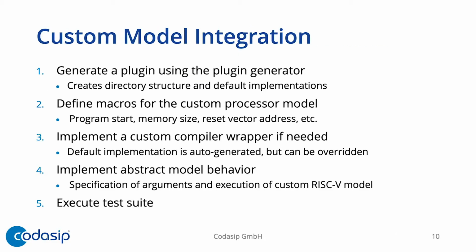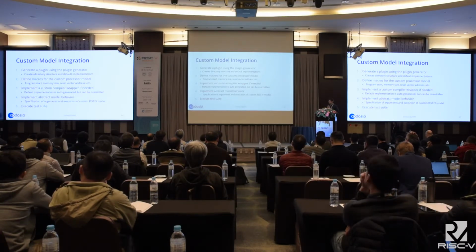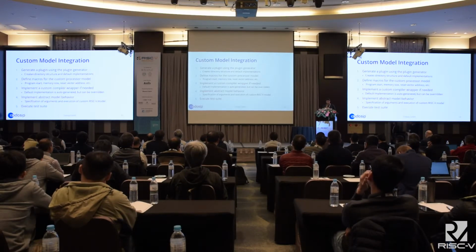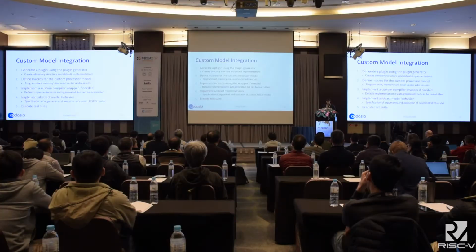So here are the steps for the custom model integration. The first step is that you generate a plugin using the generator. This creates the directory structure and the default implementations of all the components I've talked about earlier. The next step is you define the macros for the custom processor model. These macros contain the reset vector address, processor initialization, and so on.